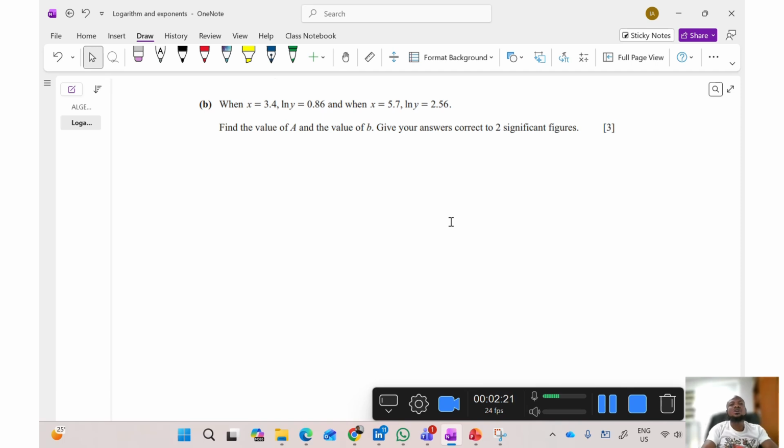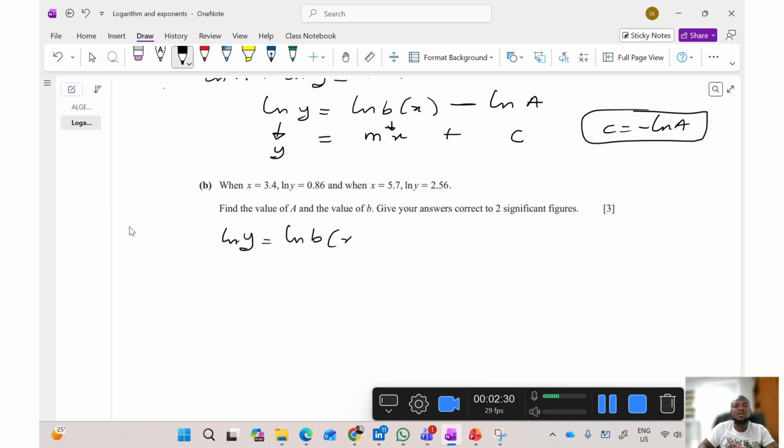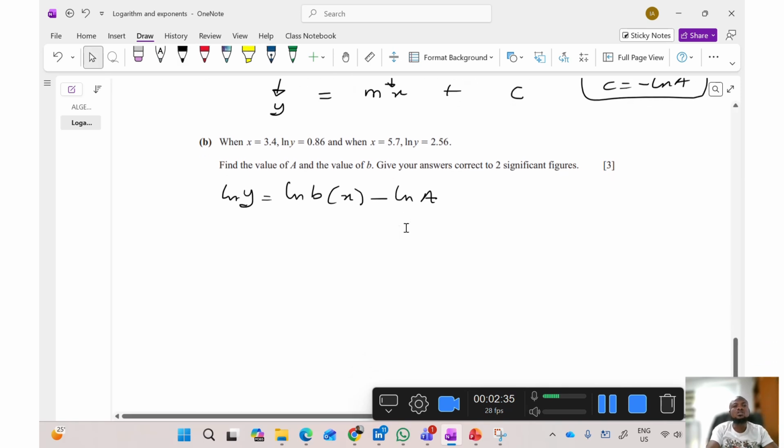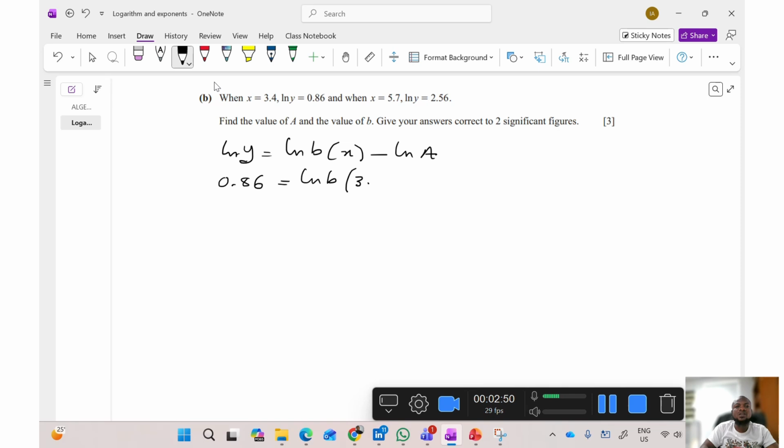So we are asked to find the value of a and the value of b. Earlier, we got an equation that states that ln y is equal to ln b x minus ln a, isn't it? The question states that when x is 3.4, ln y is 0.86. So 0.86 is equal to ln b times 3.4 minus ln a. So this is equation 1.